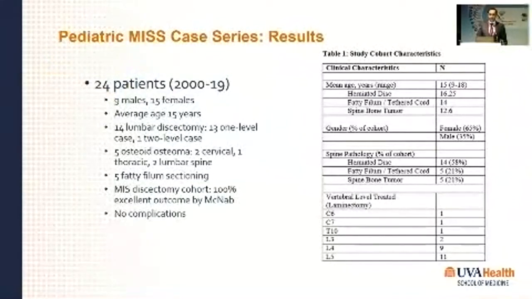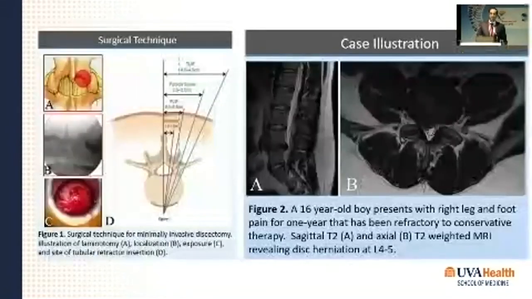14 underwent lumbar discectomies, 13 1-levels, and 1 2-level case. There were also bony tumors present in the cervical, thoracic, and lumbar spine, where we used tubular retractors, and 5 tethered cord releases, and all good outcomes based on Macnab's criteria. This is just a case illustration of a 16-year-old who had refractory right leg and foot pain for 1 year. As you can see, the disc herniation at L4-5.